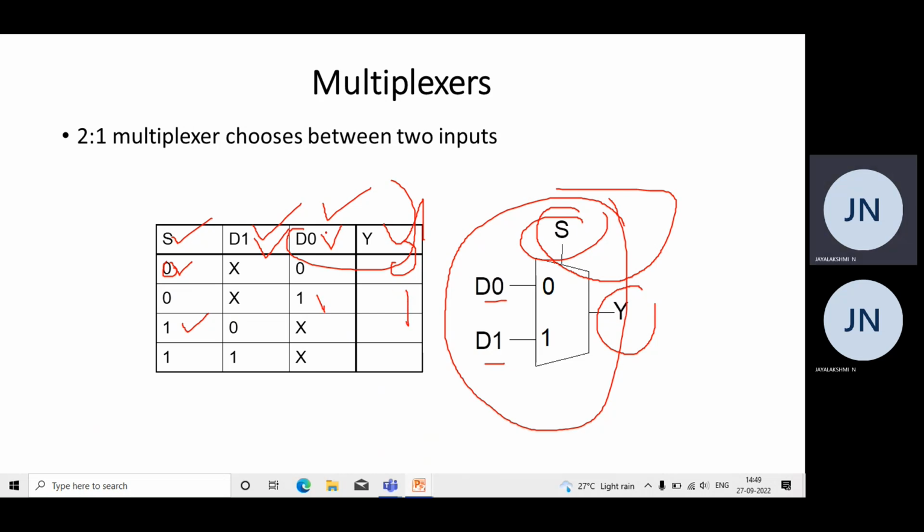D0 will be chosen when the select signal is 0, and D1 will be chosen when the select signal is 1. When the select signal is 1, if D1 is 0, the output is also 0. When the select signal is 1, if D1 is 1, the output is also 1. This is how a multiplexer operates.